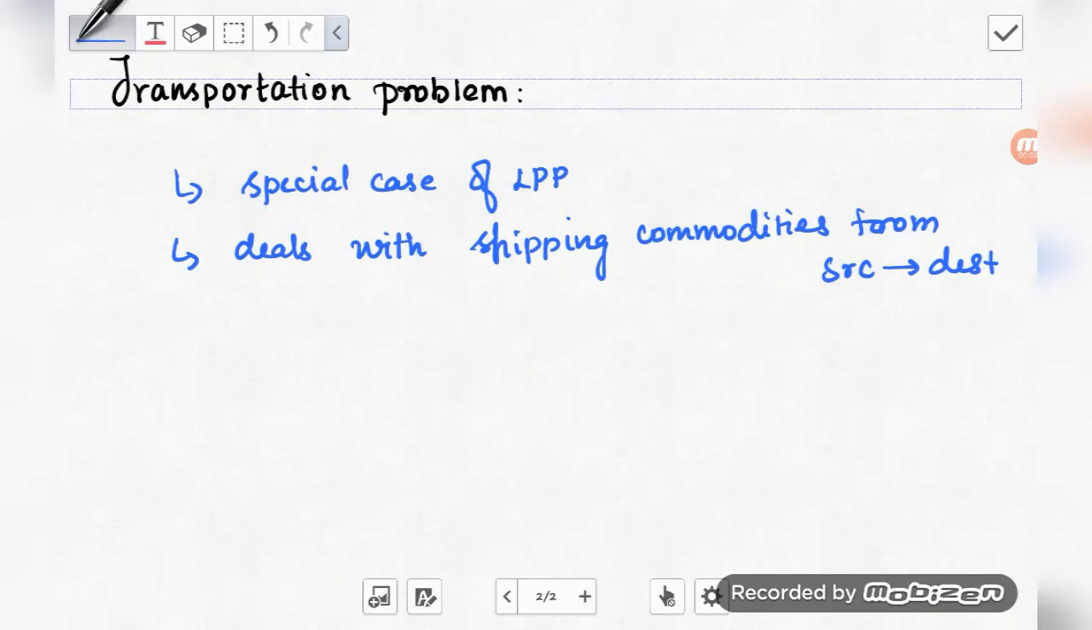Hi friends, today I'm going to be taking the topic transportation problem from resource management techniques or operation research.